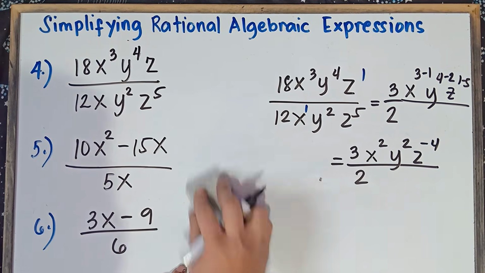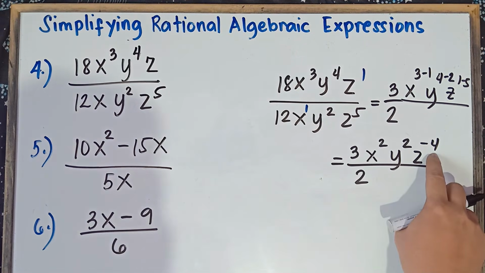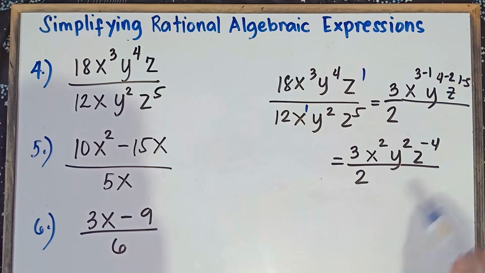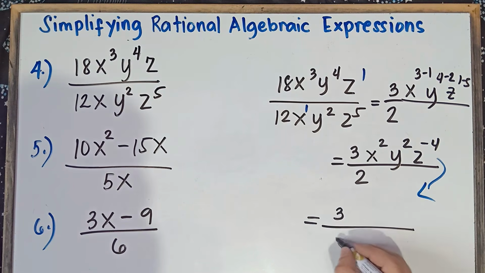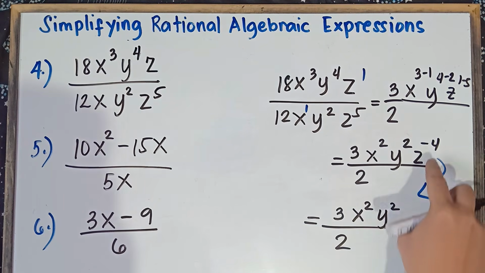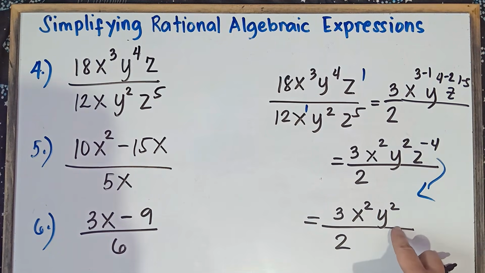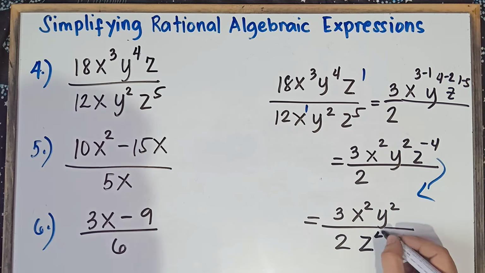Is this our final answer? Nope, it should never be our final answer, class, because we're not allowed to have a negative exponent. This is negative 4. This is on the numerator, simply put this one on the denominator. So therefore, our final answer, we have 3 over 2, copy x squared, copy y squared. This is negative 4, z raised to the power of negative 4. Put this one on the denominator, and then the exponent will be positive. So that would be z raised to the power of positive 4.